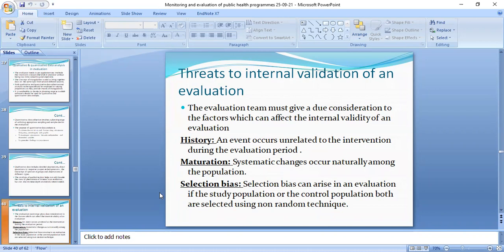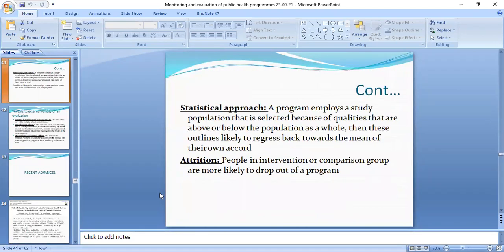Next is the selection bias. Selection bias can arise in an evaluation if the study population or the control population both are selected using non-random techniques. Next is the statistical regression. In this, our program implies a study population that is selected because of the qualities that are above or below the population as a whole. Then these outliers are likely to regress back towards the mean of their own accord. Next is the attrition. People in the intervention or comparison group are more likely to drop out of a program. In this example, healthier people drop out of a program because they feel it does not apply to them.